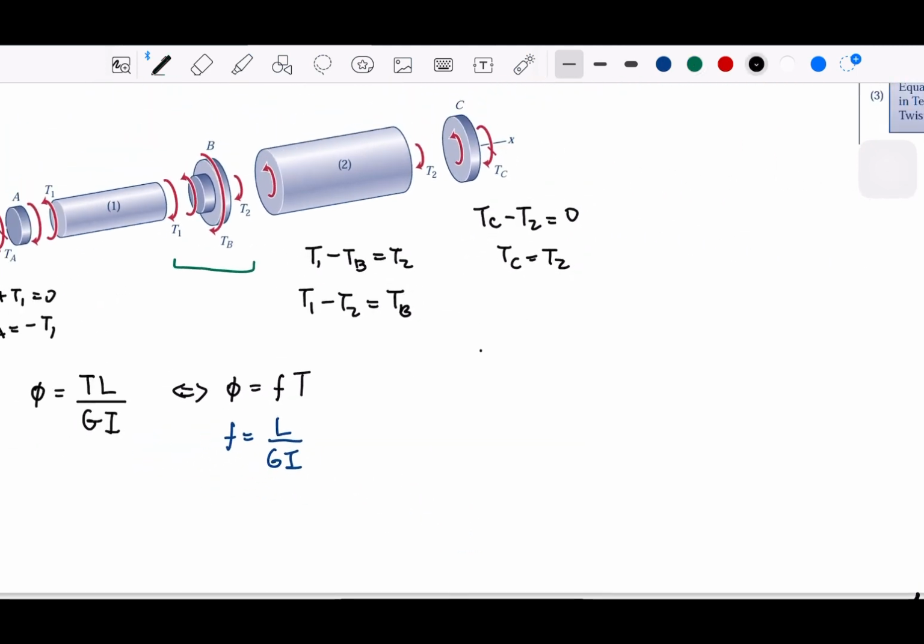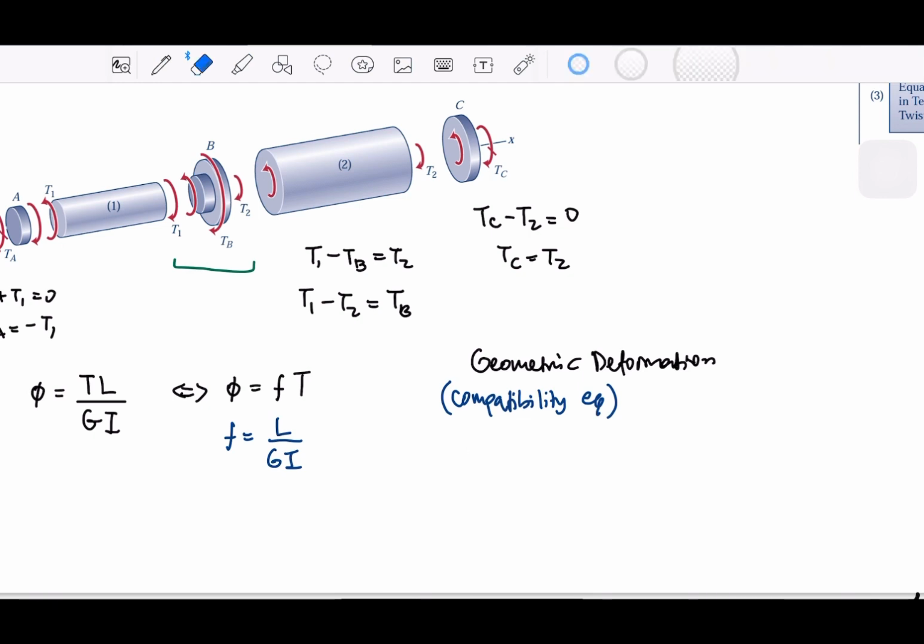So the geometric deformation in this case, or in our words, we say the compatibility equation: the total angle will be equal to 0.